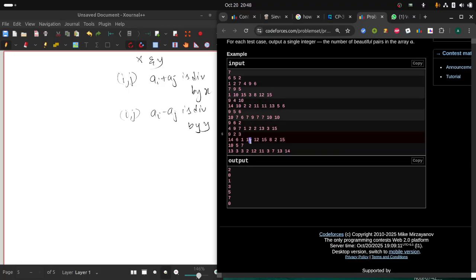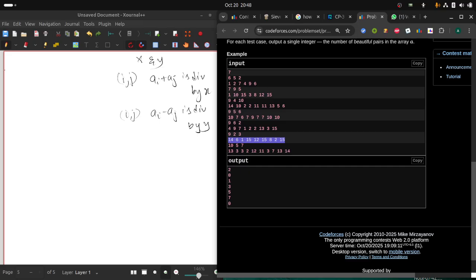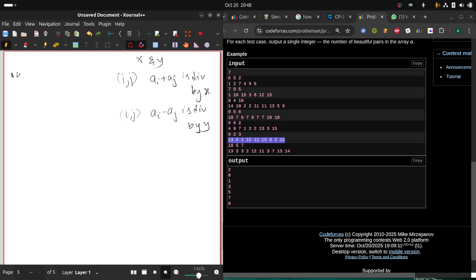Let's take this test case. Let's say I have 14, 6, 1, 15, 12, 15, 8, 2, and 15. Now, when will A[i] plus A[j] be divisible by x? When they belong to some modulo class r, and the other belongs to modulo class x minus r modulo x. Both together give a sum that is 0 on dividing by x. So I need to group them based on the modulo classes.